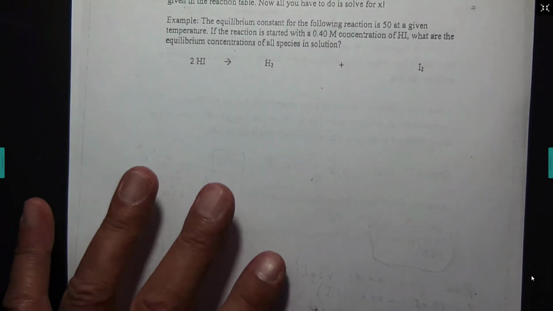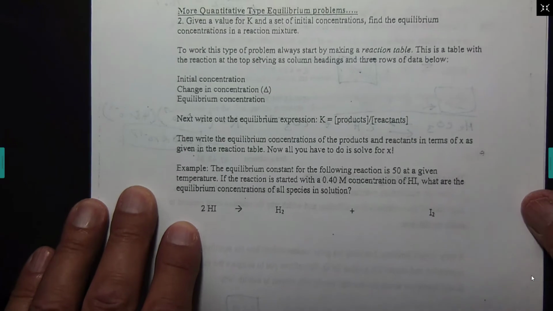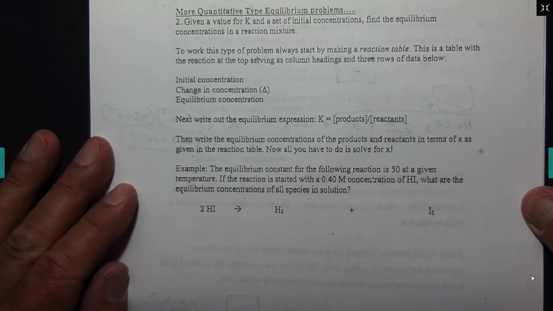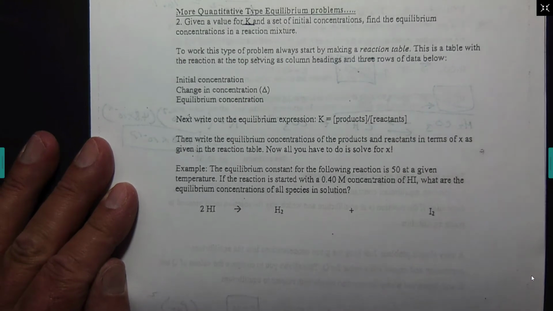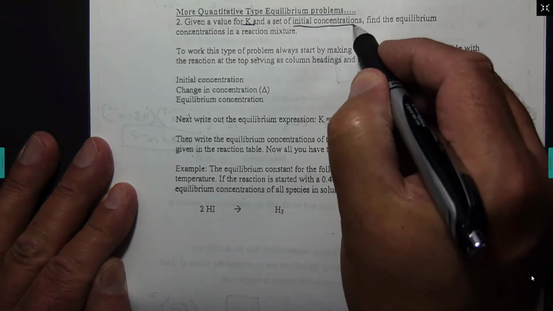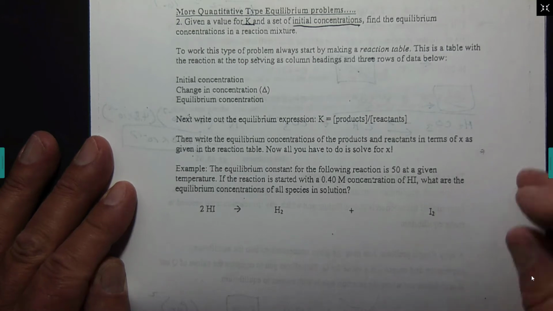Now, here's the more common type. This is actually the most common type of equilibrium problem you're going to encounter. This is where you are given a value for K. So you know what the value of K is. You're given a set of initial concentrations. And you're asked to find the equilibrium concentrations in the mixture.